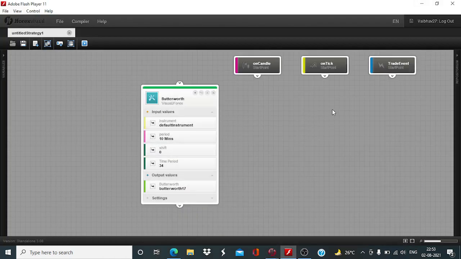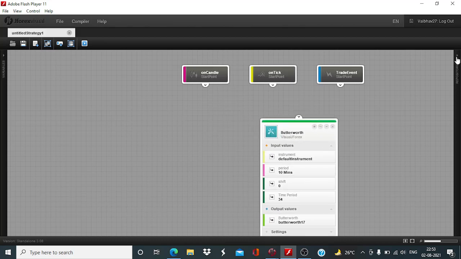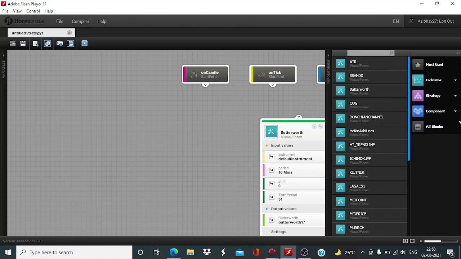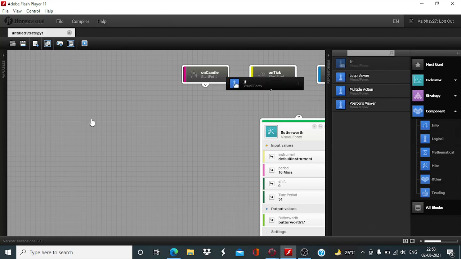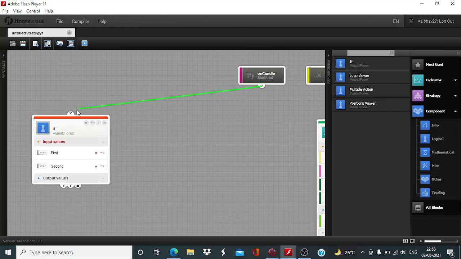Now we get back to the Visual JForex board, where the first thing we will need to do is get the instrument subscription done. And for that we are going to need logical blocks, 3 of these. On candle will be our start point.